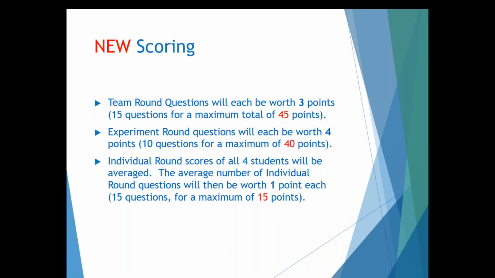The team round questions will each be worth 3 points. There will be 15 questions. We've added 5 questions for a maximum total of 45 points. The experiment round questions will each be worth 4 points, 10 questions, for a maximum of 40 points. And the individual round scores for all 4 students will be averaged, and the average number of individual round questions are worth 1 point each.